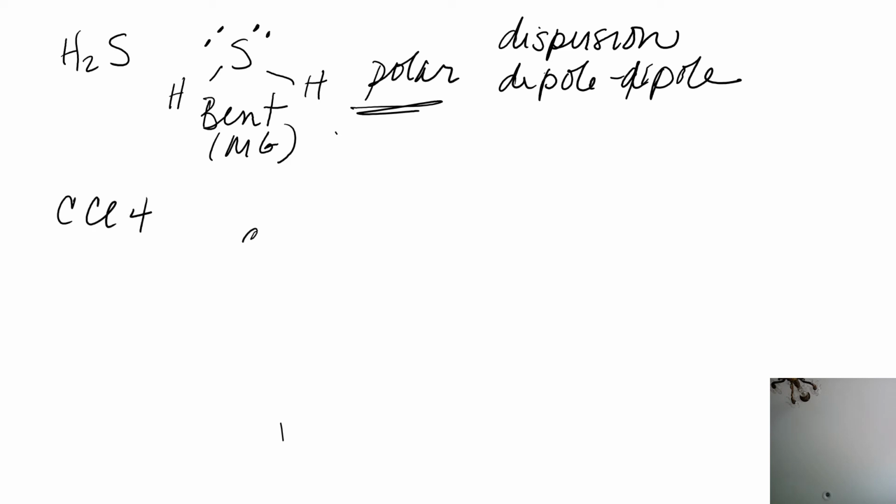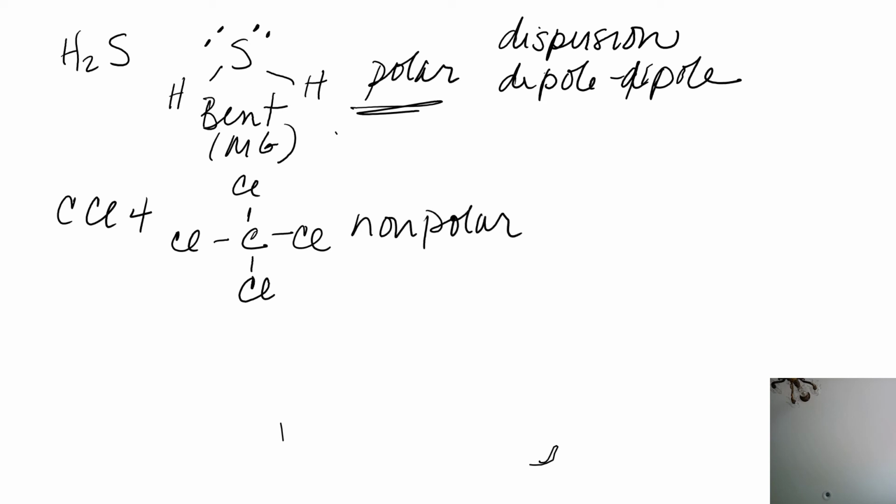CCl4, carbon tetrachloride. I'm not going to put all the electrons on the chlorine atoms, but they have a full octet. Is this polar or nonpolar? We have polar bonds, but we have symmetry, so we have a nonpolar molecule. So what types of IMFs are present? Only dispersion forces, or London dispersion.